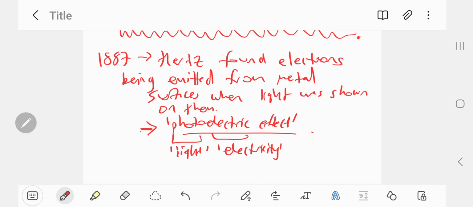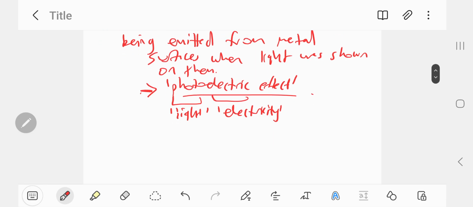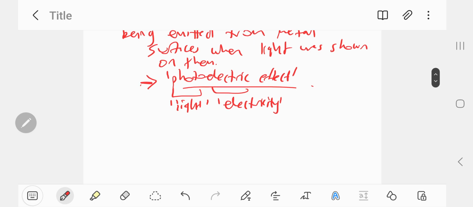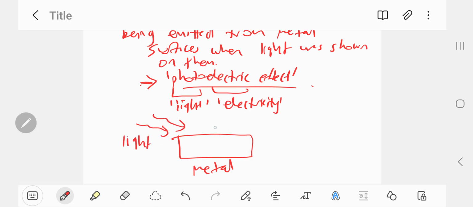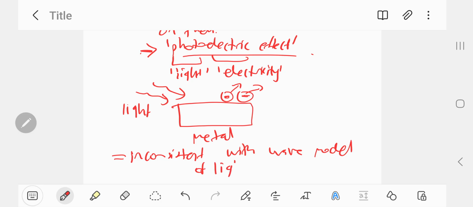And ironically, this was whilst he was conducting experiments to confirm the existence of electromagnetic waves. So it was pretty strange at the time as to what was happening. I'll draw a diagram of the photoelectric effect. Suppose you have a metal like sodium and light is shone on the sodium. Electrons were found to be ejected from the metal. Now this is inconsistent with the wave model of light, just like the black body radiation problem.